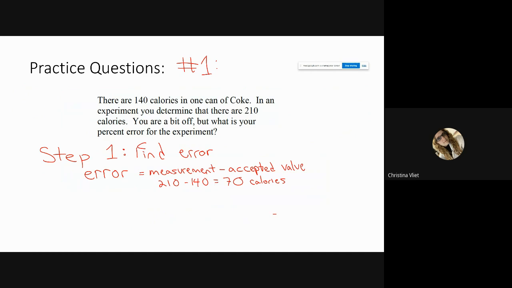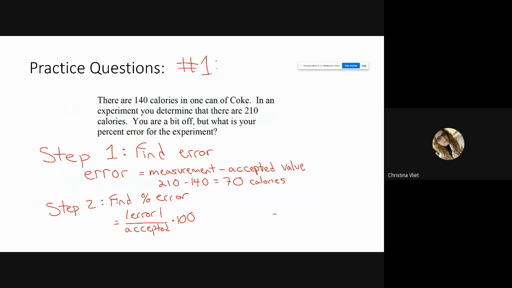Step 2. This is where we need to find the percent error. So what we're going to do now is use that formula. The percent error formula is the absolute value of the error divided by the accepted value multiplied by 100. The absolute value of your error, and you just need to remember your error is always going to be positive.